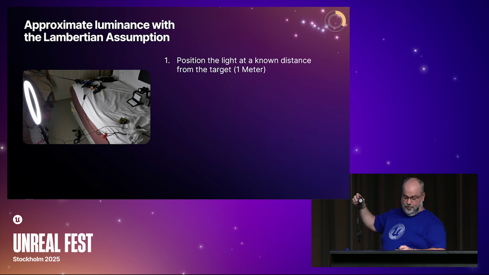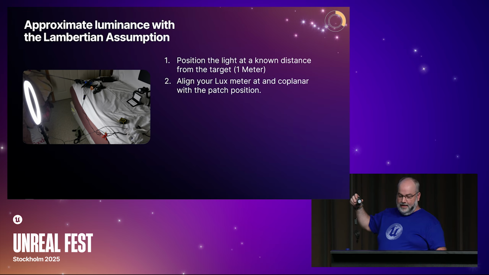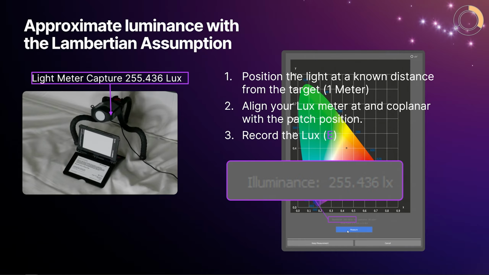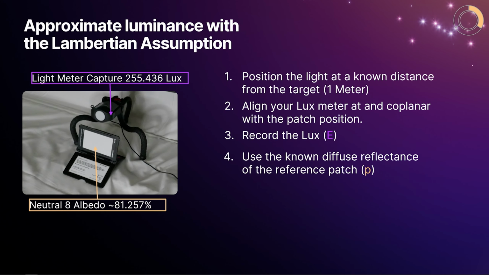The Lambertian assumption allows you to take a light meter and position it at a known distance from the target. In this case, I'm reproducing our lights. I align the lux meter coplanar with the target so that they're facing the same direction. Then I record that. In this case, it was 255.4. Whatever, neat.